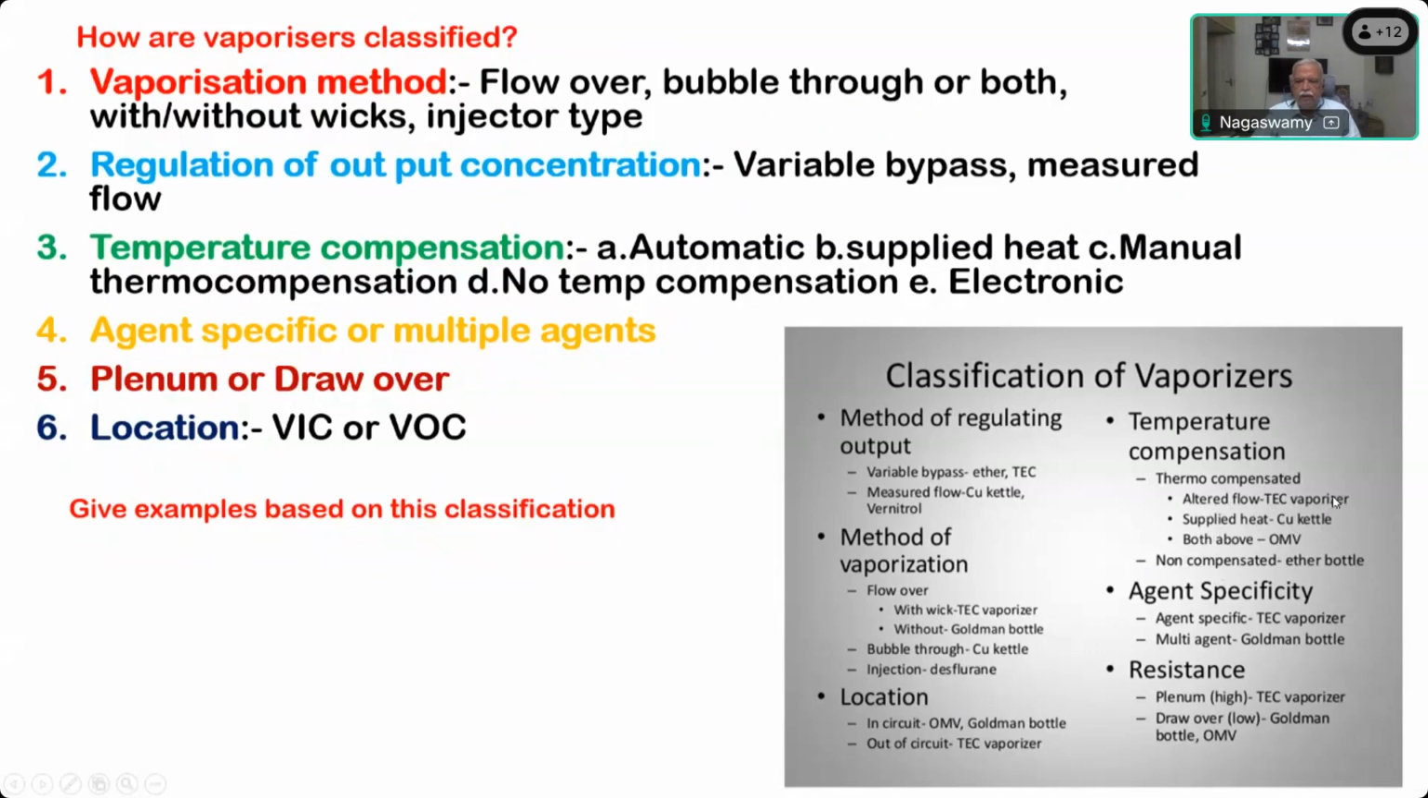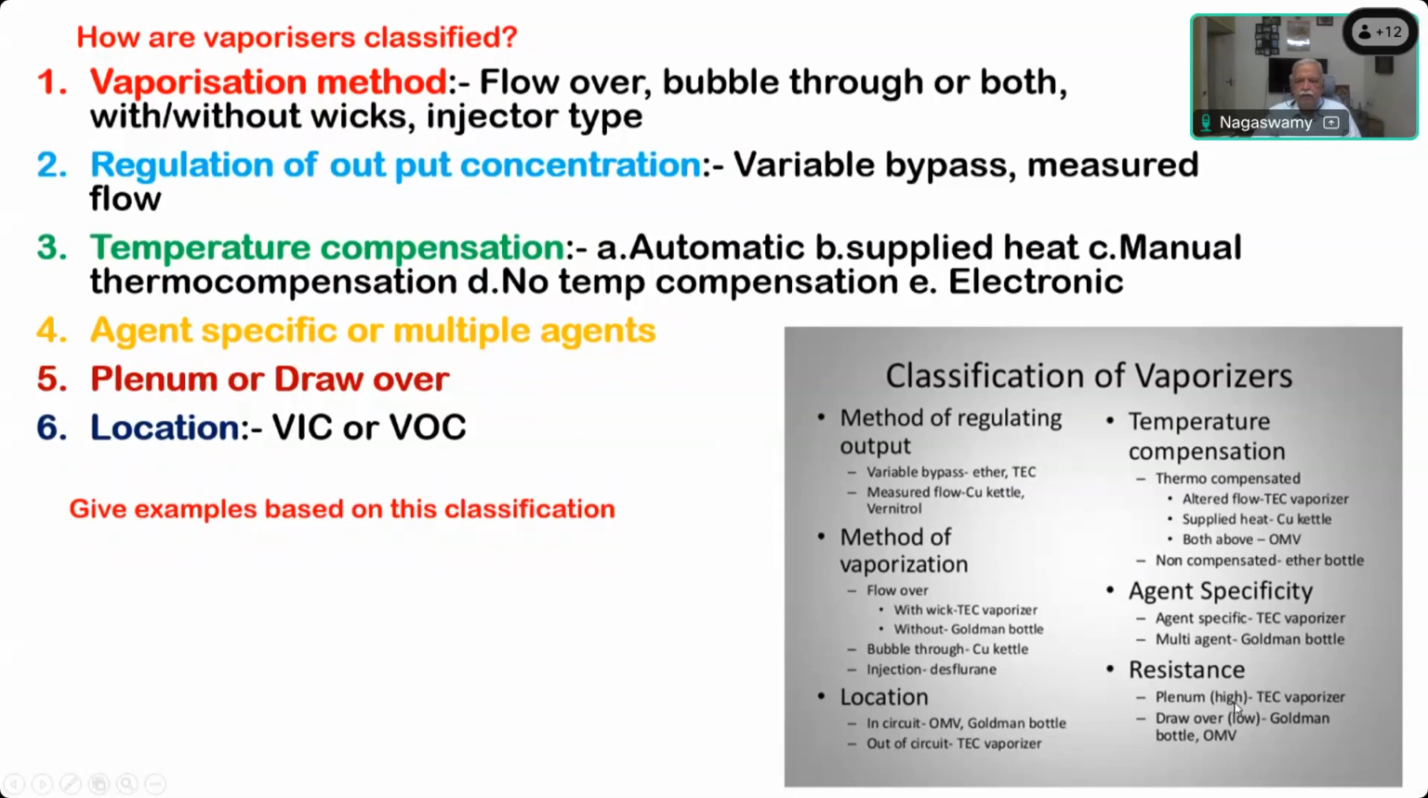So all our Tec vaporizers are altering the flow by the bimetallic strip. Okay, that is how the temperature compensation happens. Agent specificity: all Tec vaporizers are agent specific, whereas Goldman, the ether bottle, trilene bottle, all these things are non-specific. You can use anything.